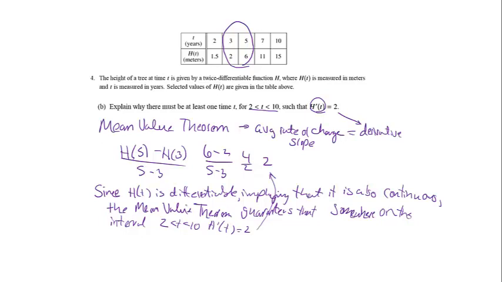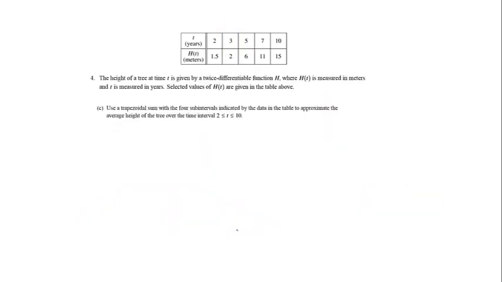All right, so if you actually found an average rate of change or a slope, and you found that it was equal to 2 somewhere on the interval, you would get a point. And then if you were able to justify your answer, making sure that you said something about the function being continuous and differentiable, you would get that second point.